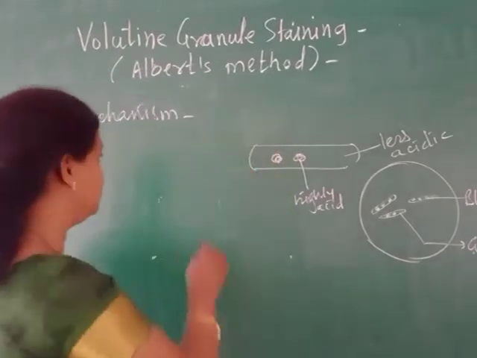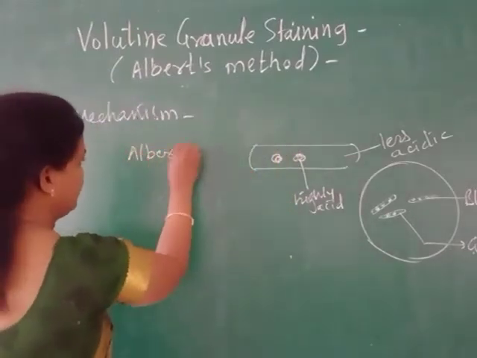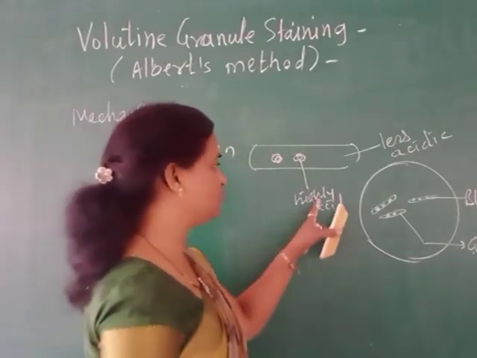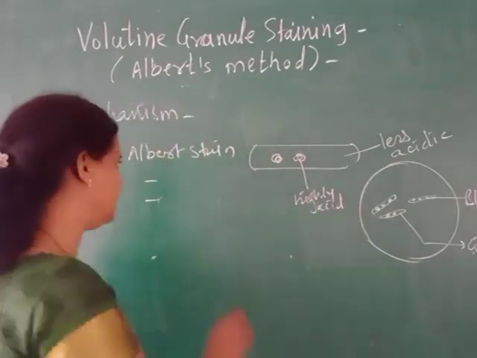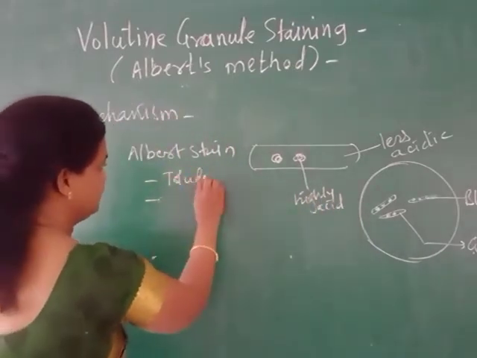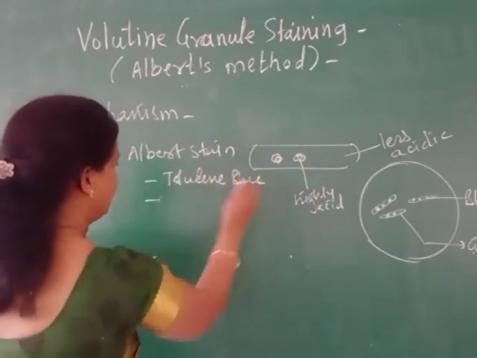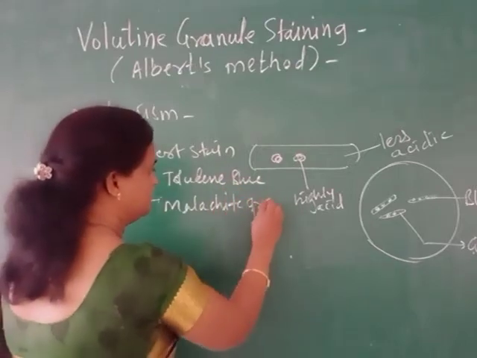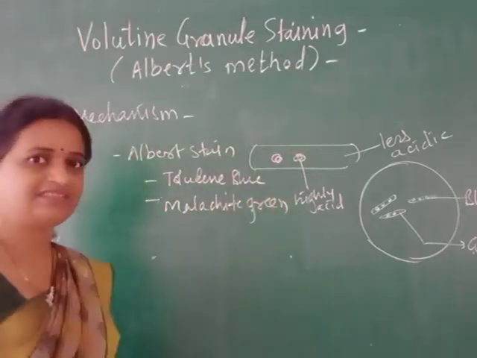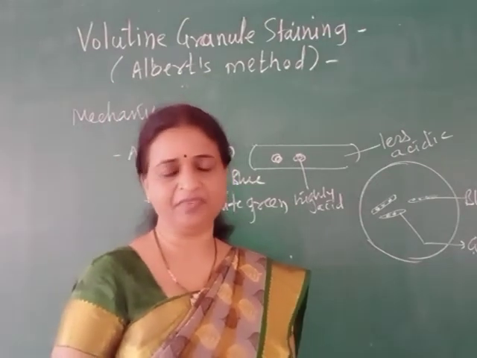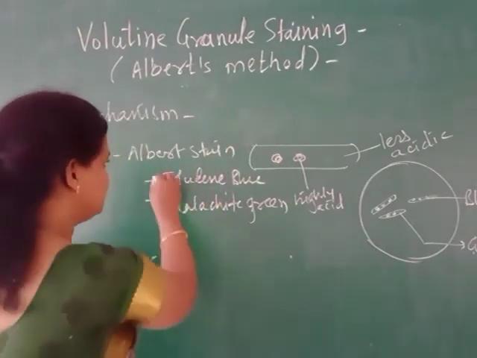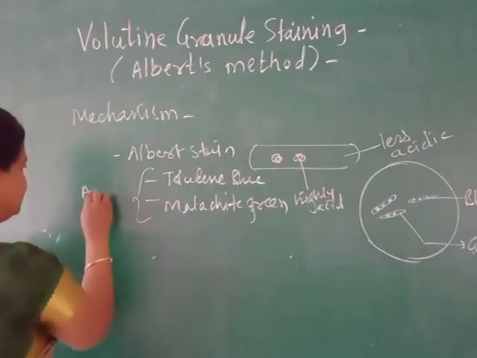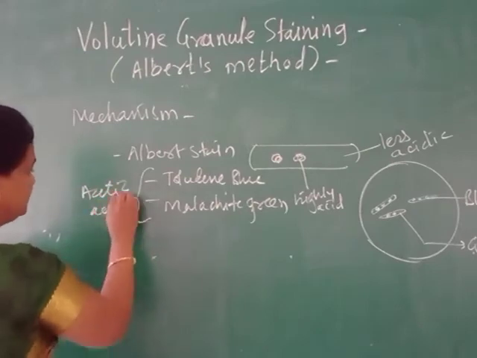Now what happens? You have used Albert's stain for the procedure. Albert's stain consists of two basic dyes. Obviously, to stain these acidic granules, we require basic dyes. So Albert's stain consists of the basic dyes toluidine blue and malachite green. The nature of Albert's stain is that it is an acidified basic stain. How is it acidified basic? Albert's stain consists of two basic dyes which are dissolved in acetic acid.